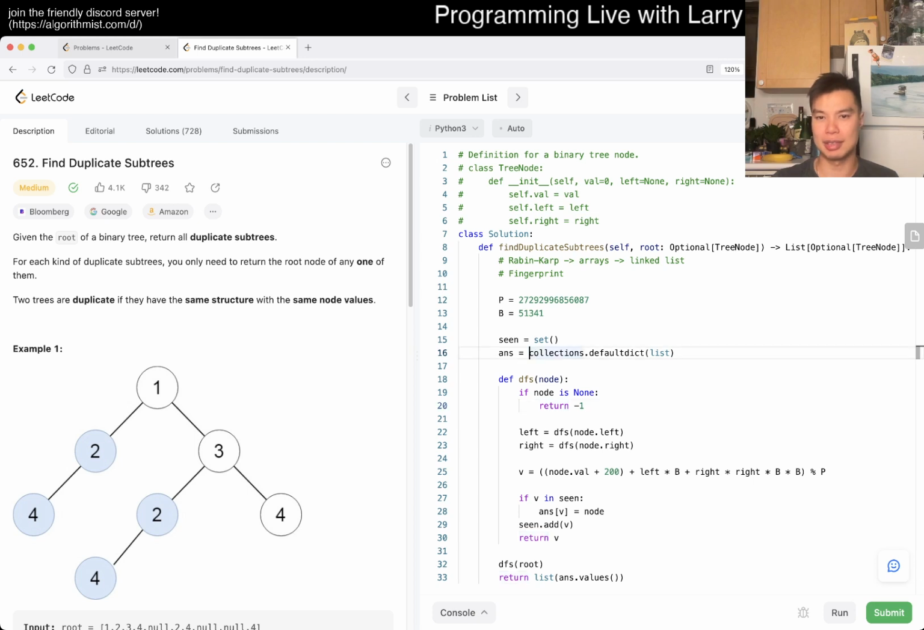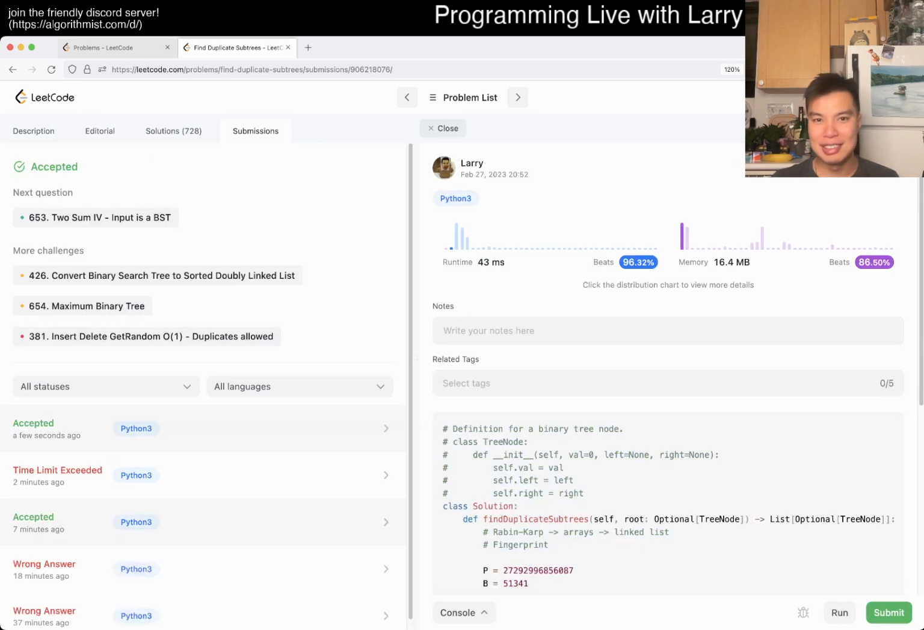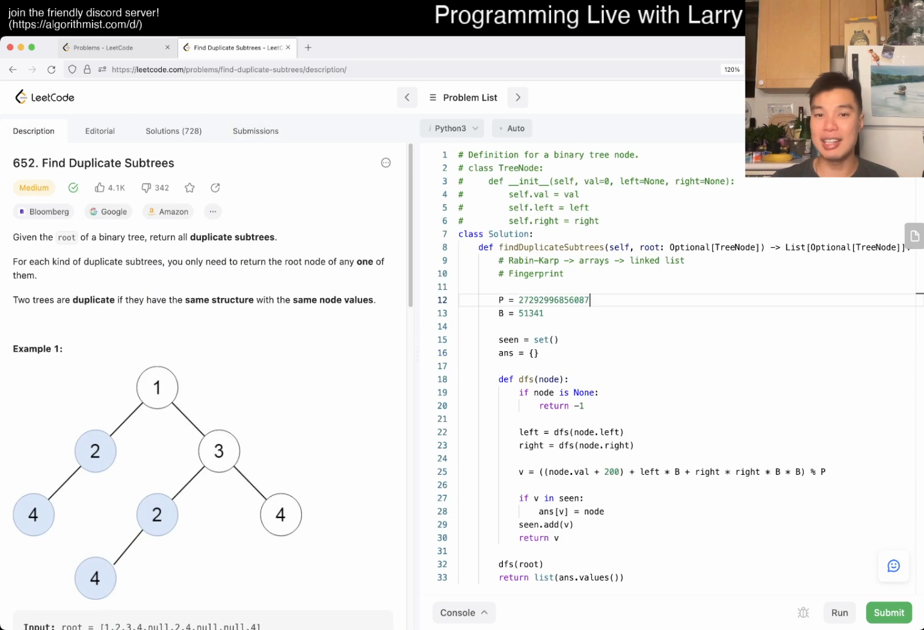I think this is actually more correct. But let's see if we can make it go any faster. I mean, not really, but okay. Yeah, that's what I have for this one.